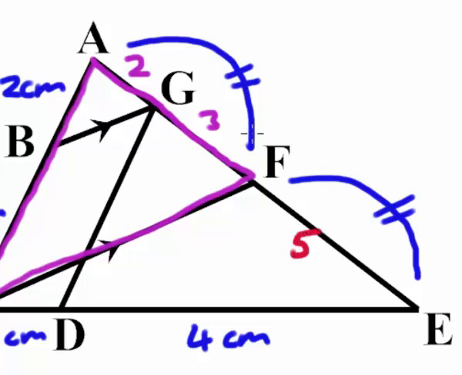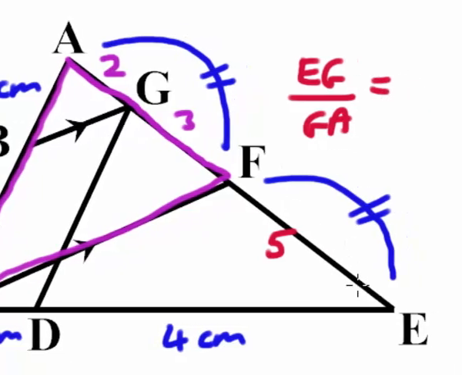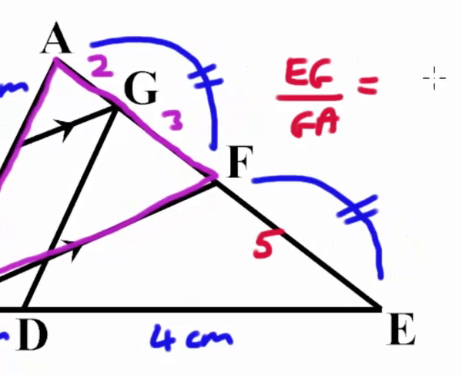Okay, so in other words, if we want the ratio of EG to GA, well, what is EG? E to G is actually 8, and GA is 2. You see that? Look at that. EG is basically 5 plus the 3, which is 8. So there we've got it.